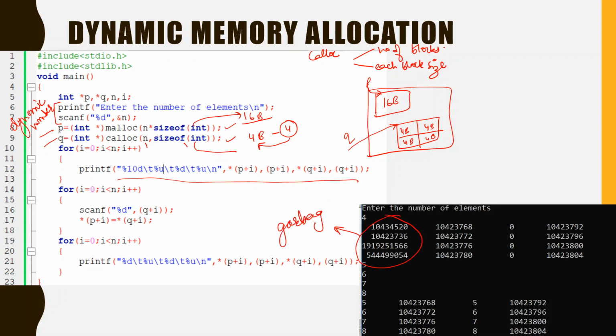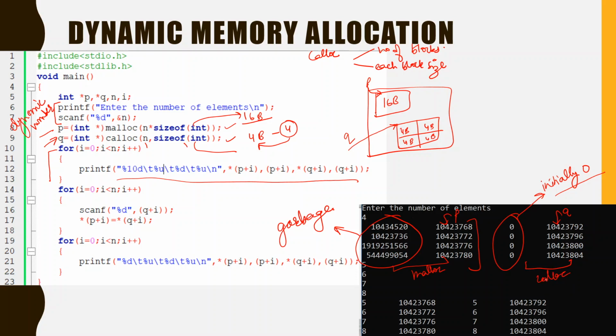So you can see that these are garbage values initially in the memory locations allocated to p. And these are the memory locations allocated to q, and you can see all are initially 0, because we have not given 0 anywhere, we have only allocated. So calloc automatically initializes all memory locations to 0, while this is with malloc and this is with calloc.